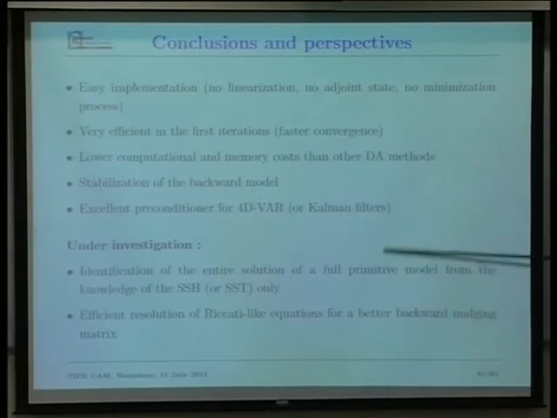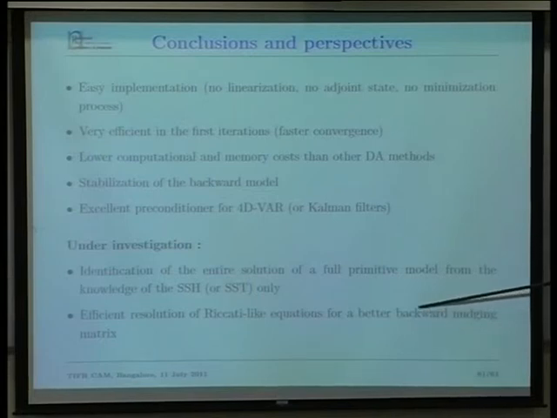So there is still a lot of work. Mainly on the full primitive equation model, the idea is that probably we have to correct the other variables, mainly the velocity, from the knowledge of the SSH. So almost like in the shallow water model, correct the velocity with the gradient of the height, for instance. And also try to improve the backward, and probably forward, nudging matrices.